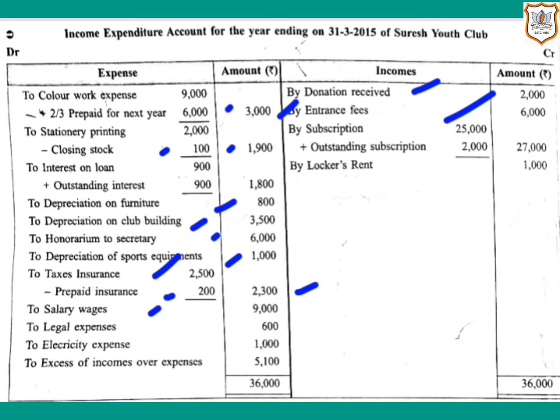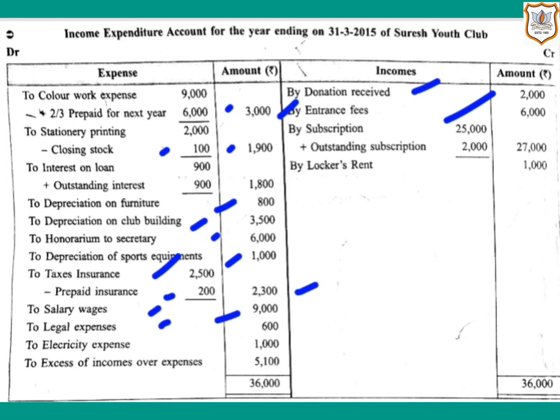Then we have salary and wages that we have recorded, 9,000. Then we have outstanding salary. If outstanding salary is given in the trial balance, in that case it will appear on the liability side, that is current liability. So in the income expenditure account it will not be recorded. Now legal expense is given. Legal expense is also of revenue nature, so we will disclose it here in the expense column. Amount is 600.